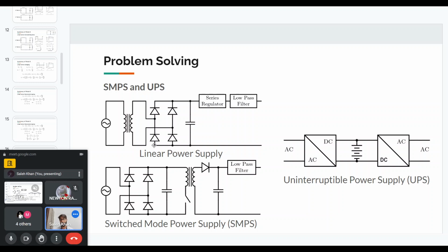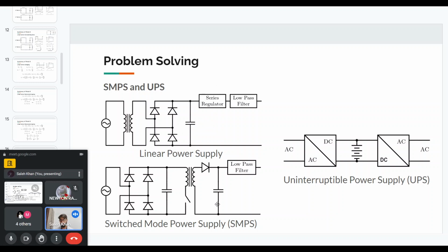And so the overall size of this kind of a linear power supply is large because of the transformer and the heat sink, and the efficiency of this kind of a system is less because of the power loss in the series regulator.